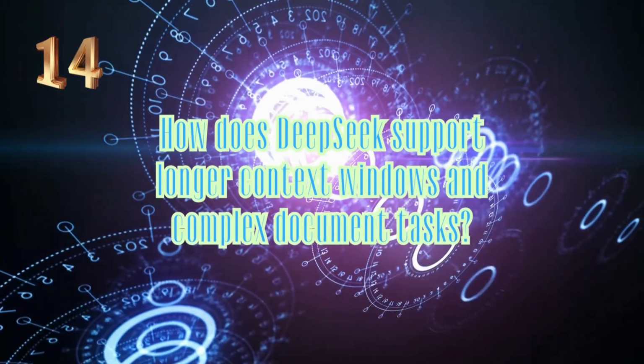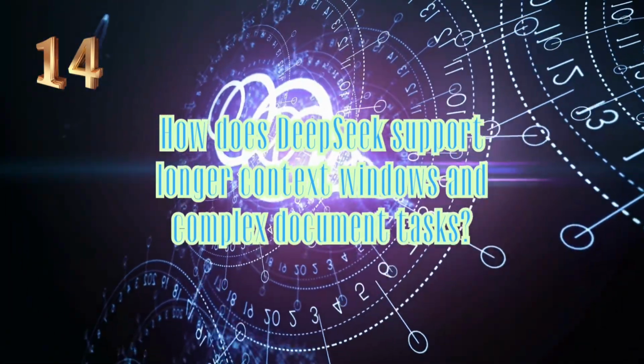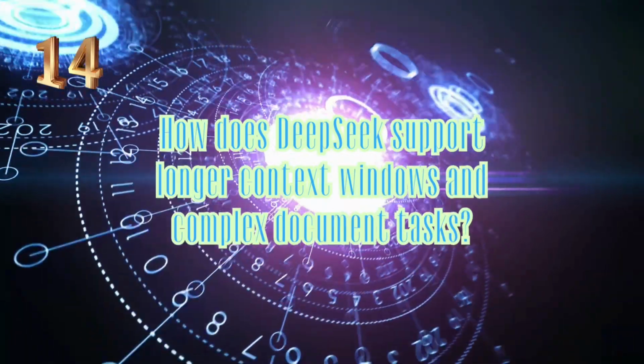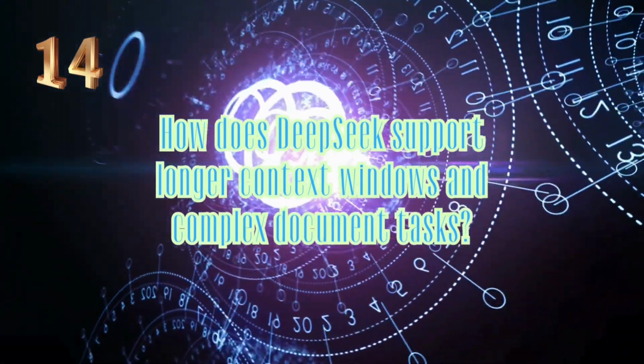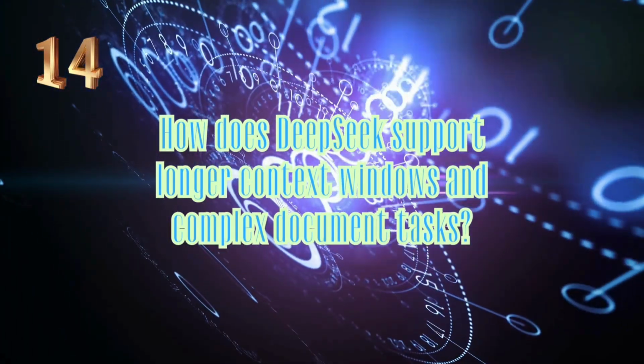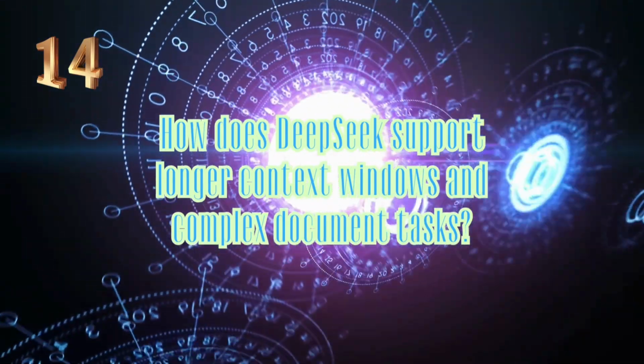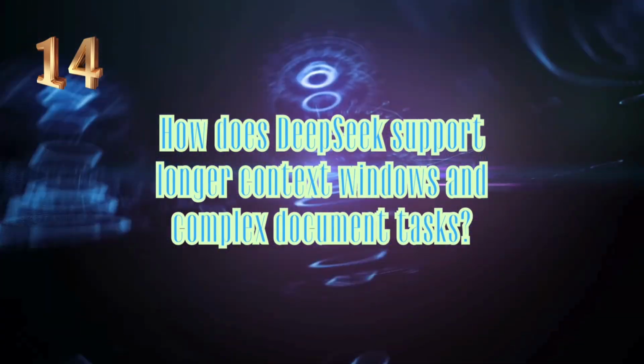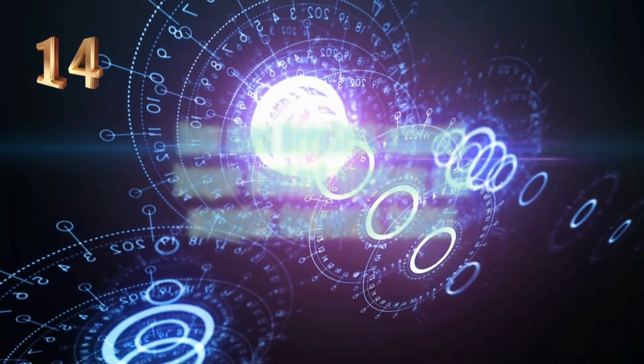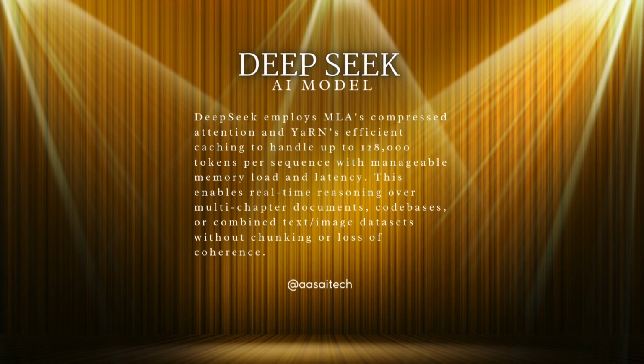Long context processing is vital for many applications. How does DeepSeek manage extremely long input sequences without loss of performance? The MLA mechanism compresses attention caches and, combined with the YaRN memory extension technique, enables the model to retain and attend over 128,000 tokens with near-linear resource scaling. This capability supports demanding tasks such as legal document analysis and multi-file codebase comprehension where whole context understanding is essential.